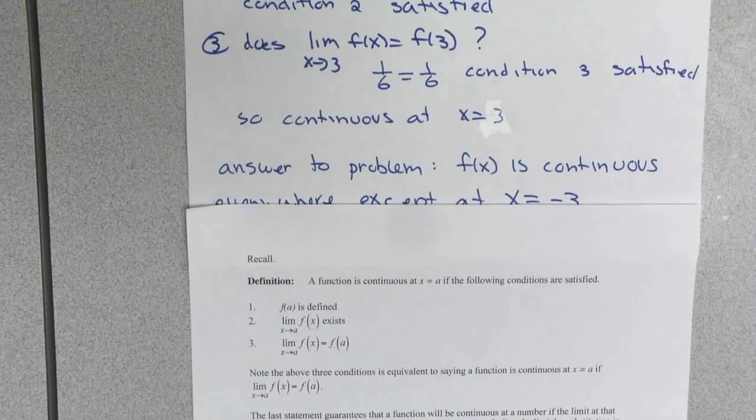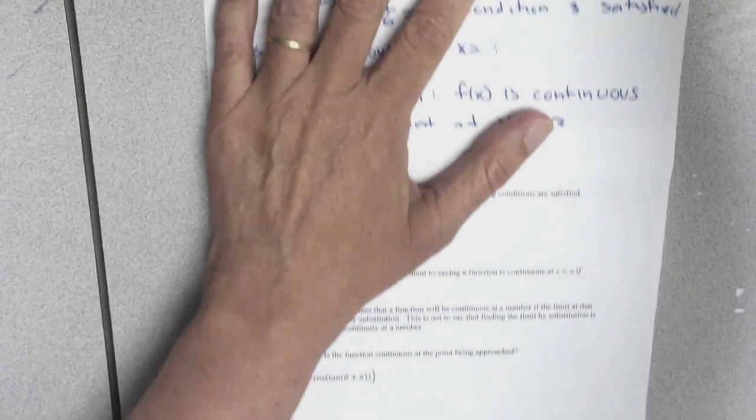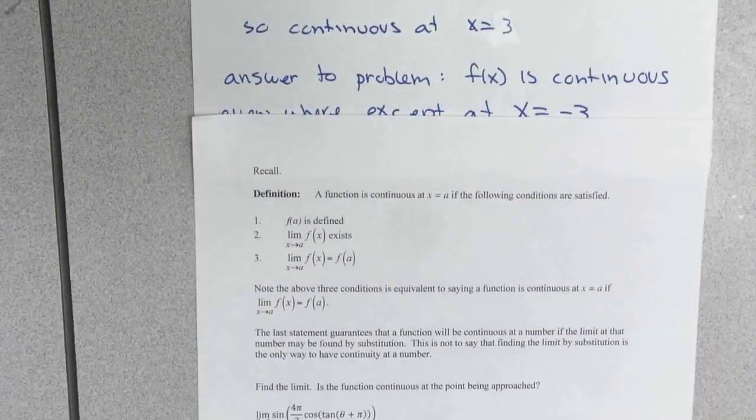A function is continuous at x equal a if the following conditions are satisfied. Those are the conditions we just reviewed a moment ago. Note, the above three conditions are equivalent to saying a function is continuous at x equal a if the limit as x goes to a equals f of a. This last statement guarantees that a function will be continuous at a number if the limit at that number may be found by substitution.